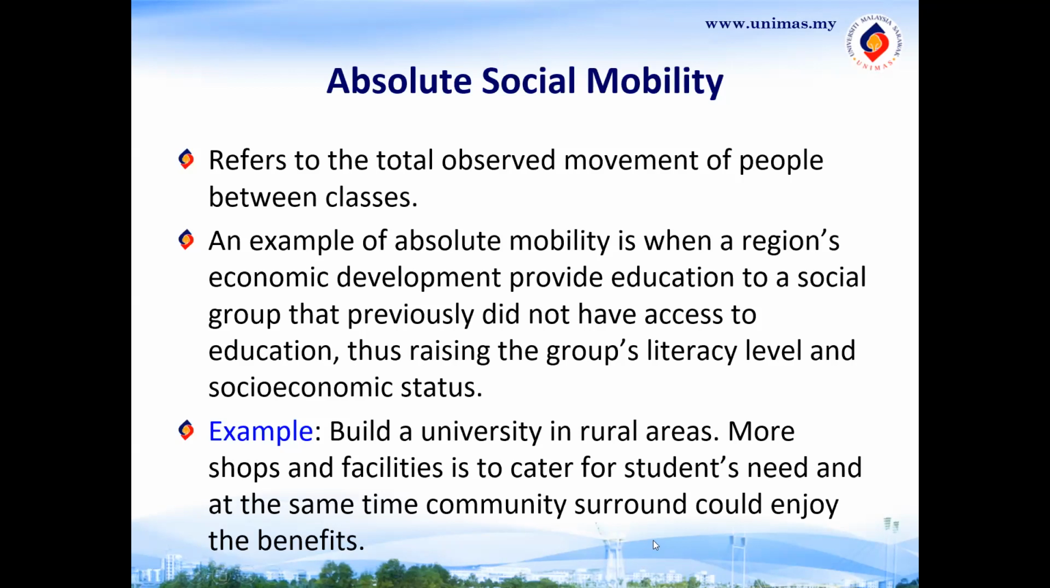Otherwise, kalau tidak ada, you try to imagine what it would have been like now in this place. Maybe some parts are still forest, some parts are still maybe a farm and all that, tapi telah berubah. Jalan raya ada, you have so many shop houses, we have malls, and we have bank, and facility lain yang turut serta, so that is an example of absolute social mobility.